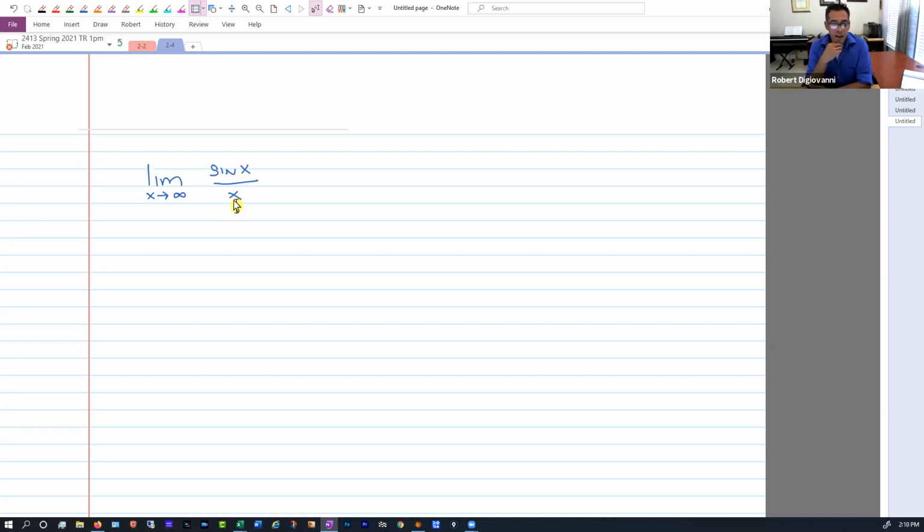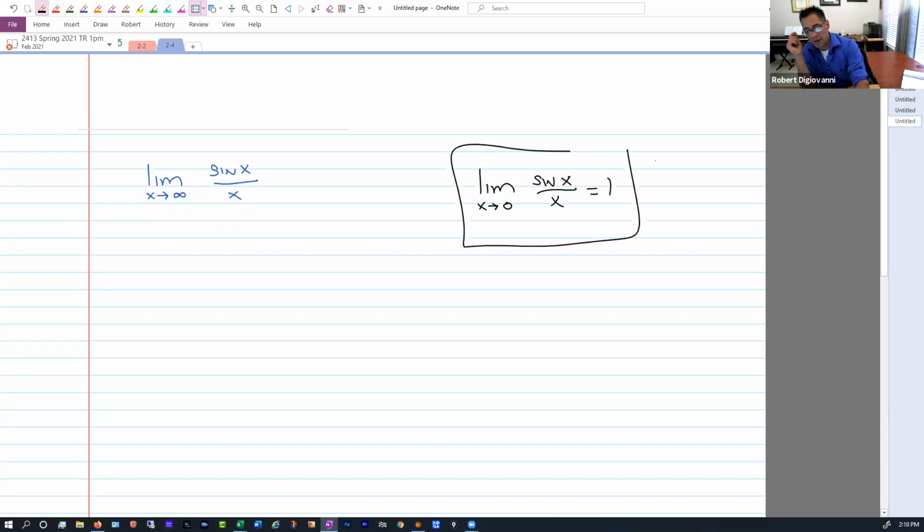So do not mistake this problem with this one: the limit as x goes to 0 of sine of x over x. That is 1, and I agree. But because we're going to infinity, different things are happening here, right? So let's talk about what's happening. Let's do the denominator first, okay? The denominator, obviously x is going to infinity, so that's infinite, right?